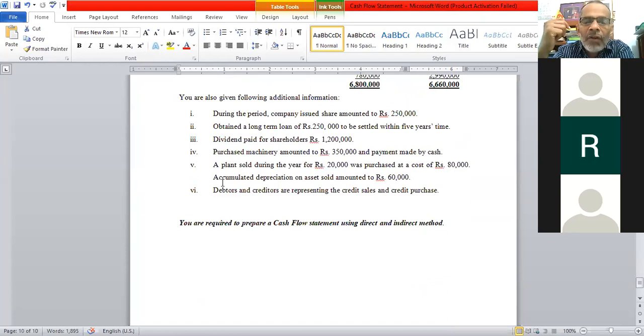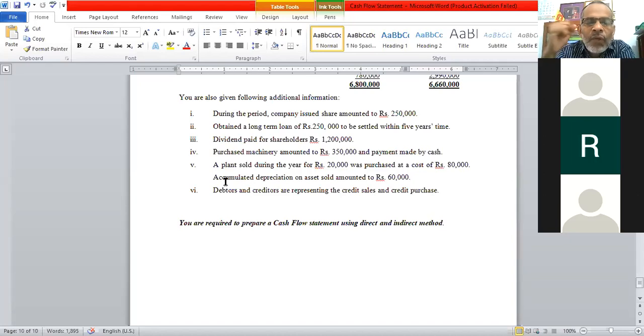Obtain a long-term loan of 250,000 to settle within 5 years time, therefore they have taken a loan, also financing activities. Loan account is credit, cash account is debit. Dividend paid to their shareholders 1,200,000, therefore dividend payment, cash account is credit, dividend account is debit, or a P&L account is debit. That also should be recorded in financing activities. Purchase machinery amounted to 350,000 and payment made by cash. This is purchase machinery account debit 350,000, cash account is credit.